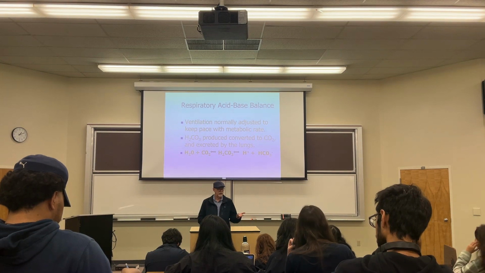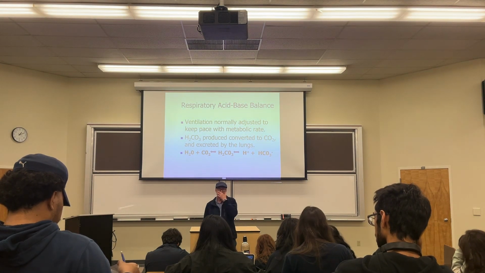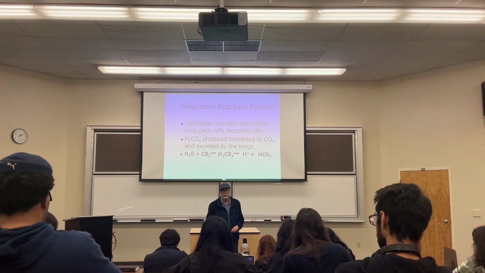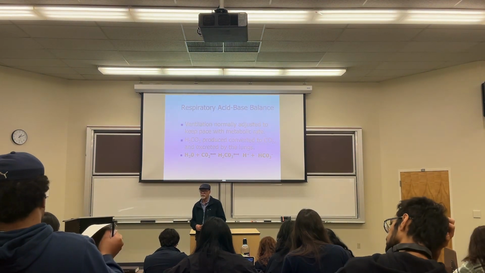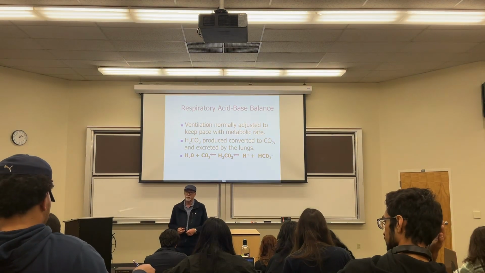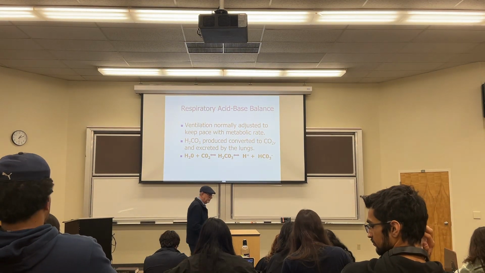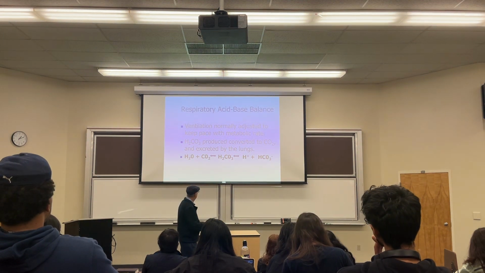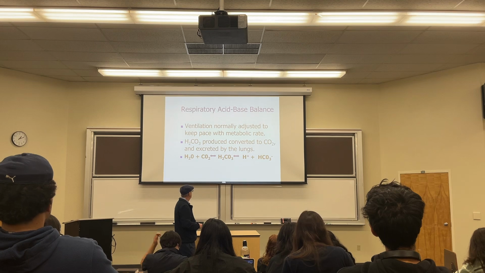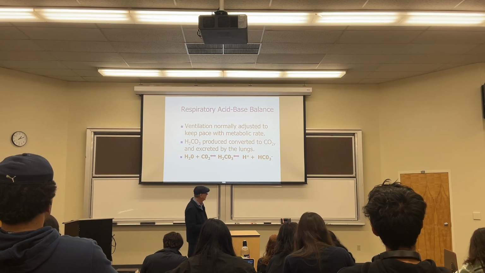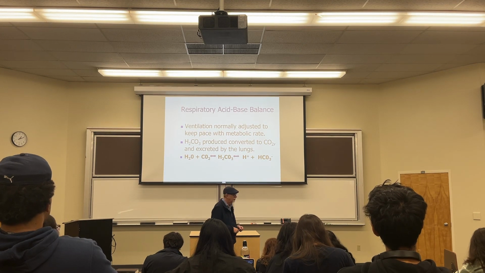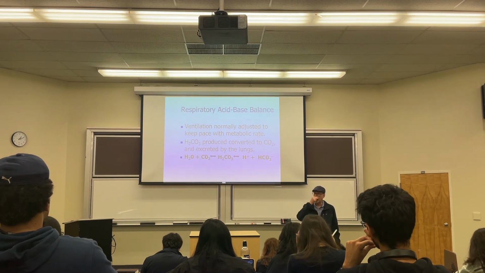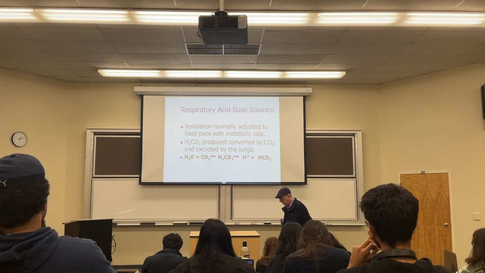And it's carried in three primary ways in the blood. 10% is dissolved directly in the plasma. Another 20% approximately binds to the hemoglobin. And finally, the majority of it is transformed by this equation in the red blood cells to hydrogen ion and bicarbonate. Well, bicarbonate is for the CO2. And then it diffuses on out.